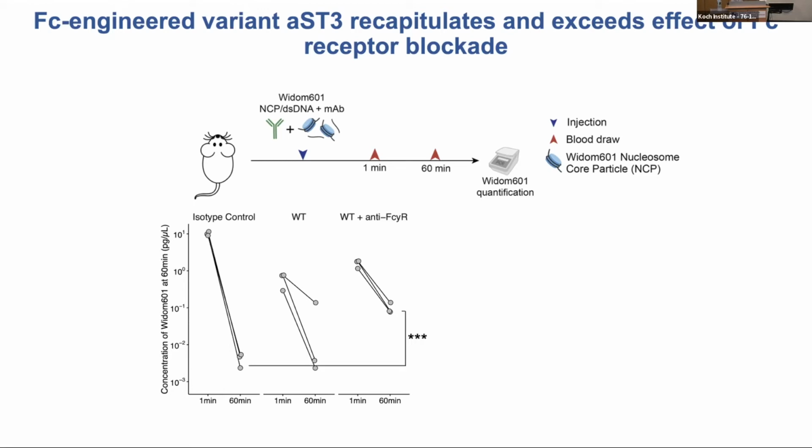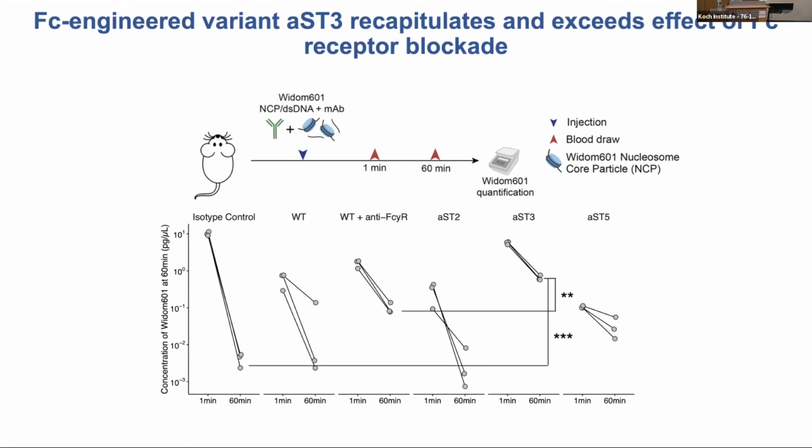And then among our 3 engineered variants, there was one clear winner, which is AST3, that showed improvement over co-injection with the isotype control, but actually even outperformed the unmodified antibody with FC gamma receptor blocking antibody. So this was our winner that we took then to further experiments.